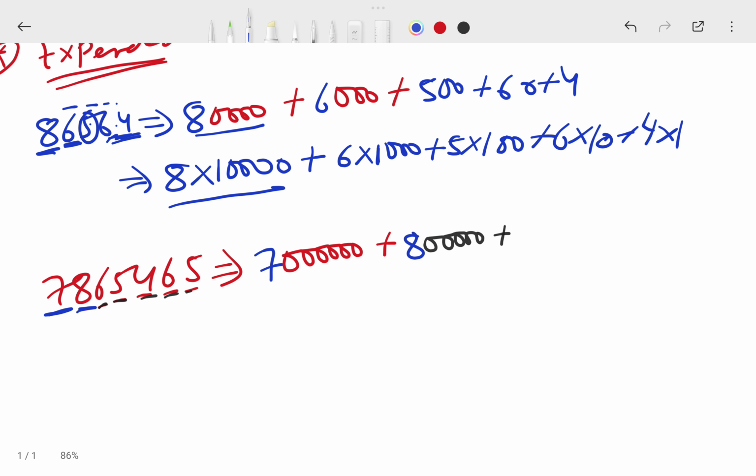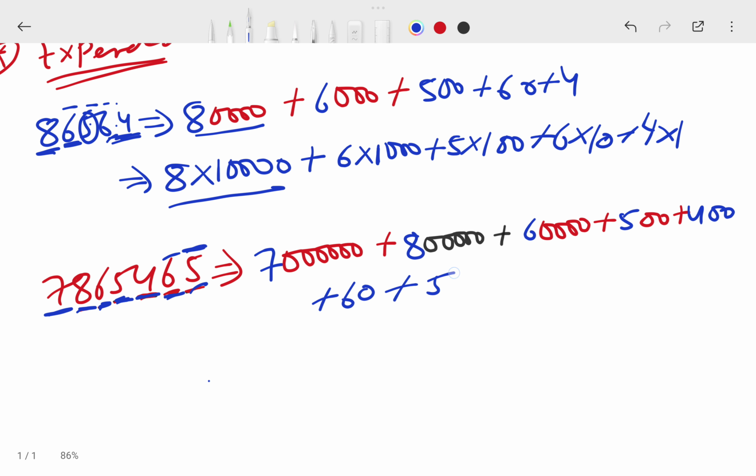Simple. After that 8, which digit? 6 is there, write 6. After the 6, how many digits are there? Count 1 2 3 4 digits. Put 4 zeros. Over. Now we have to see the 5. 5 is there, write 5. After the 5, how many digits are there? 1 2 3 digits. Put 3 zeros. Over. Now this is given 4, write 4. After the 4, how many digits? 1 2 digits. Put 2 zeros. After that, 6 is there, write 6. After the 6, how many digits? Only 1. Put 1 zero. Okay, 5. After 5 there is nothing.